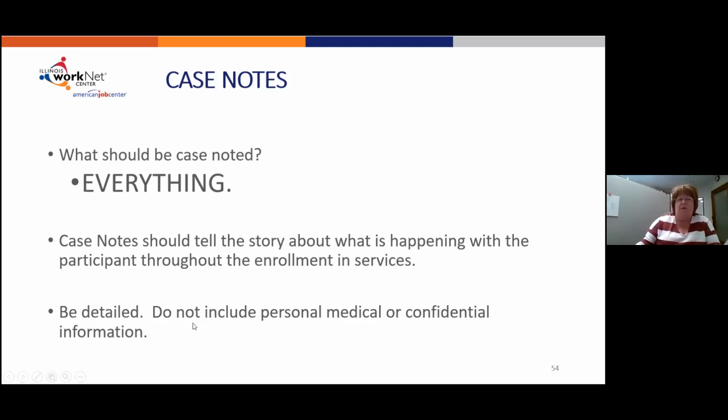Be detailed, but do not include any personal, medical, or confidential information. That is not to be included in case notes. You can have that as a subsequent file on site if you need to have that, but we don't need that information.